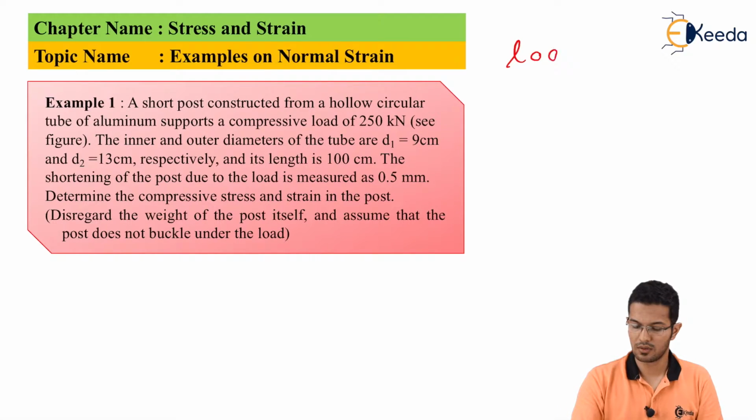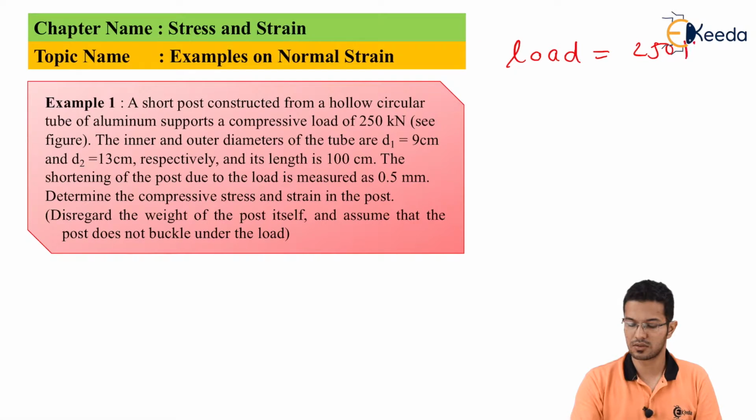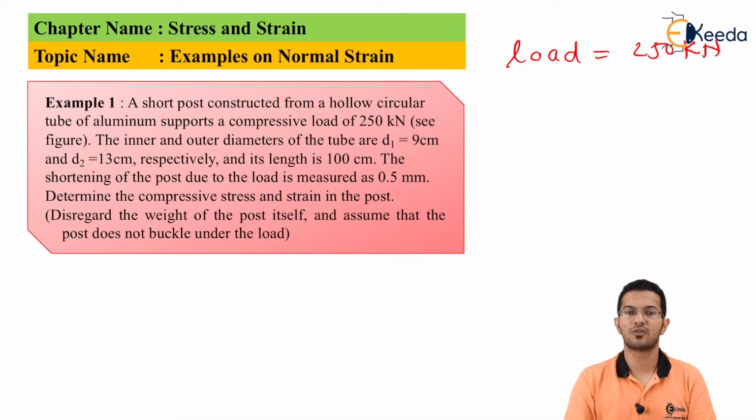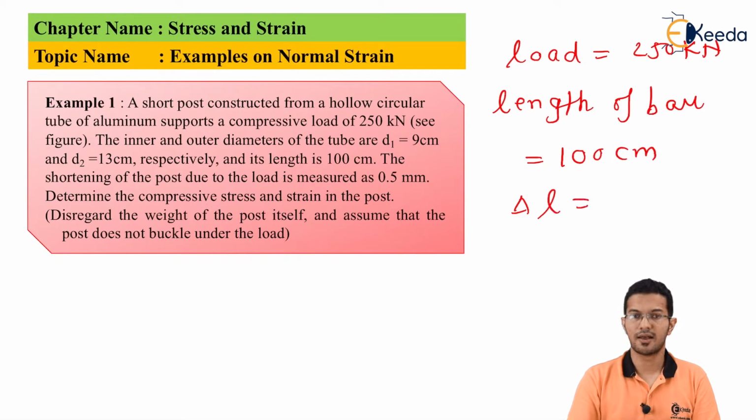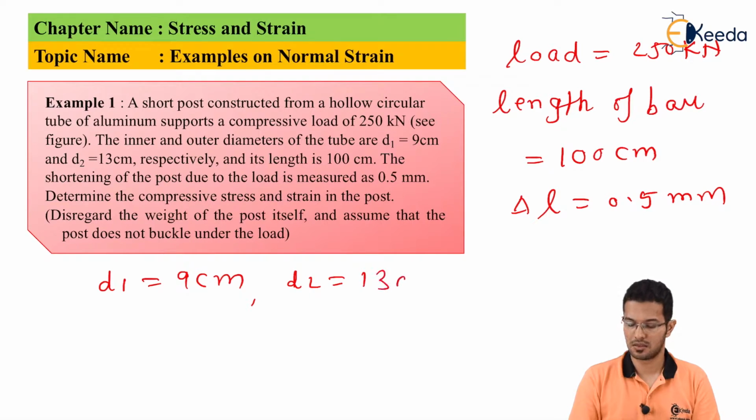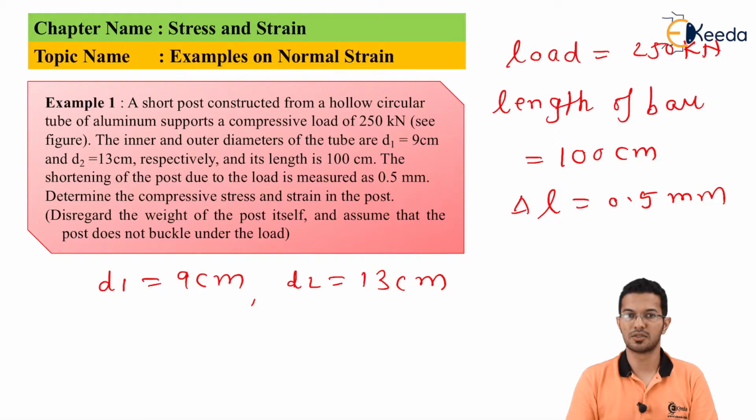The load is given to us as 250 kilonewtons. The length of the bar is equal to 100 centimeters. Delta L is equal to 0.5 millimeters. And we also have been given the diameters D1 as 9 centimeters and diameter D2 as 13 centimeters.